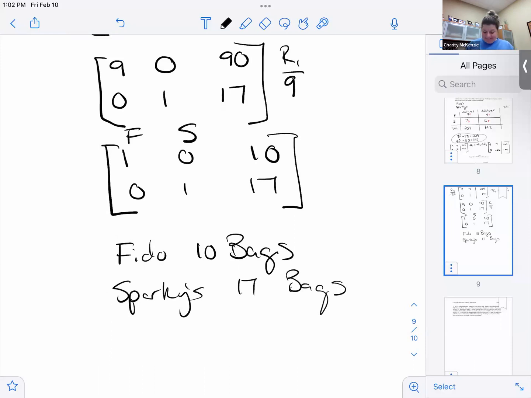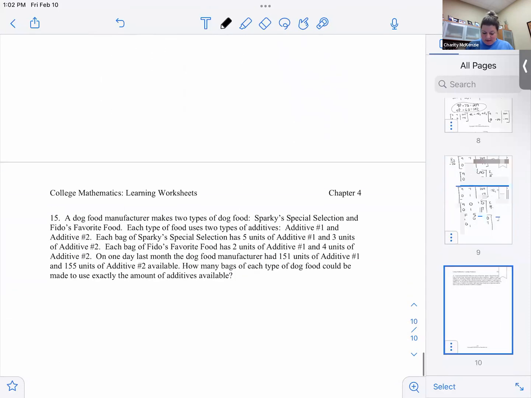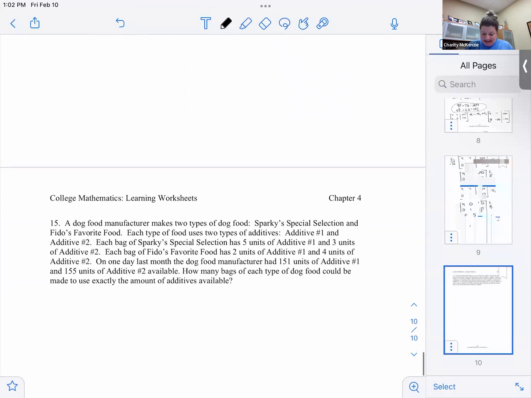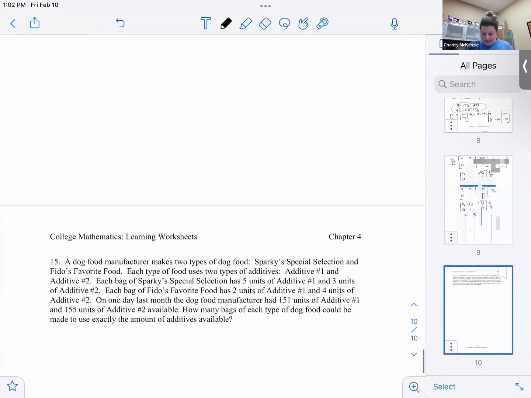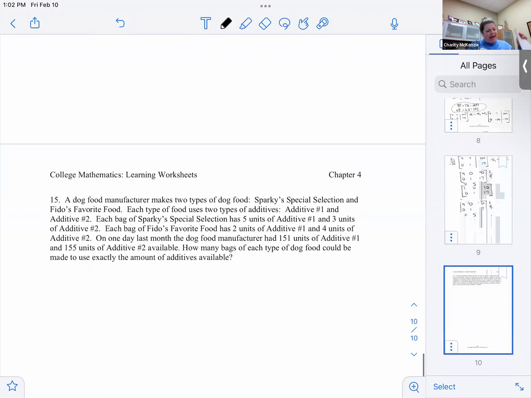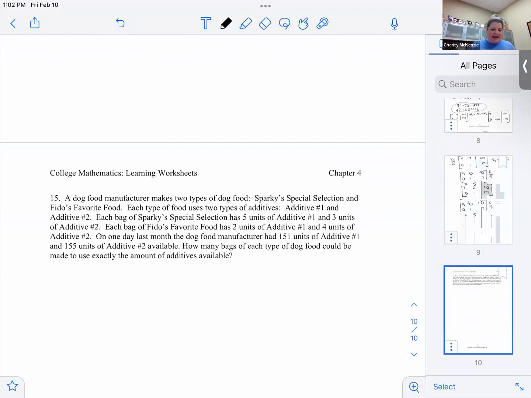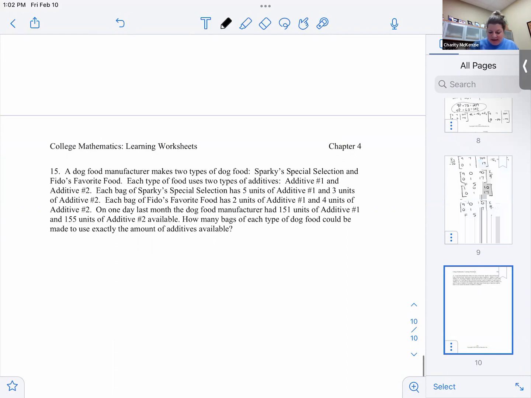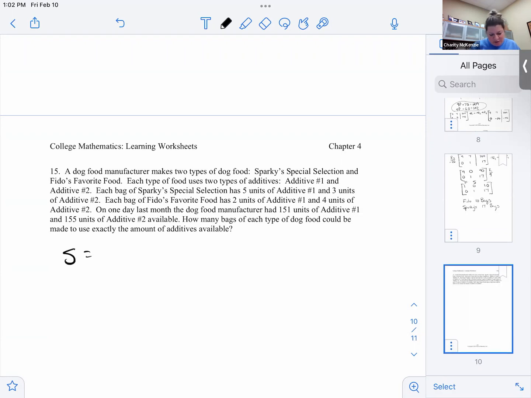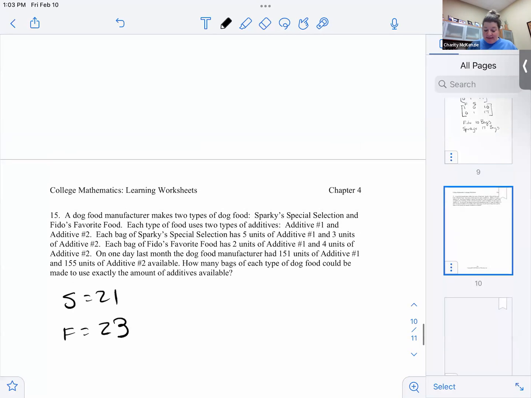Cool. All right. So I'm going to skip the next one. It's the same problem, but different. You could try that one. Let me give you the answer. The answer is 21 and 23. So Sparky's is 21 and Fido's is 23. If I got those mixed, I think that's the way I did it. If you want to try that one on your own.